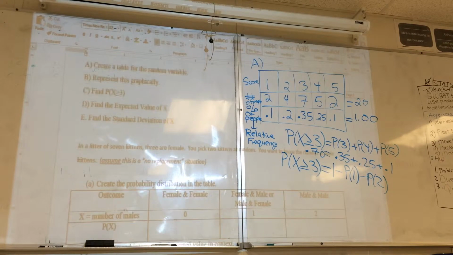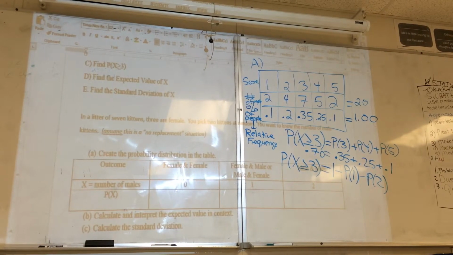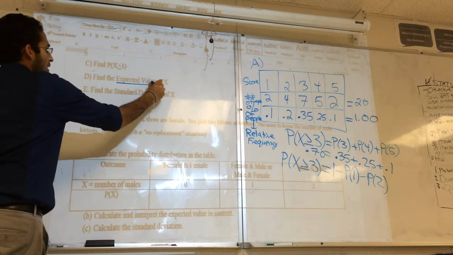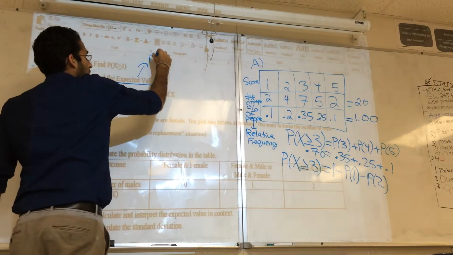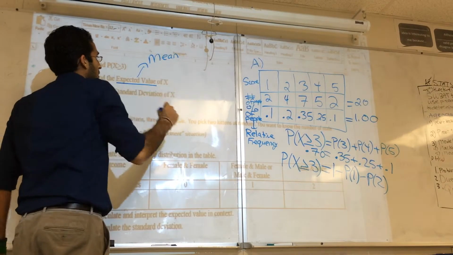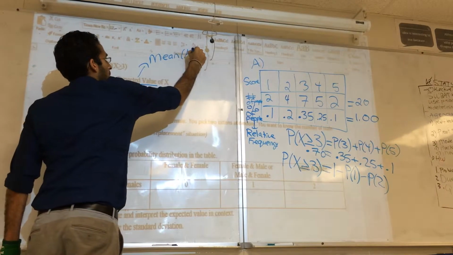All right. So now we're at D. D says find the expected value of x. So here we have a new vocab word, expected value. This is just another word for mean. Just another word for average.